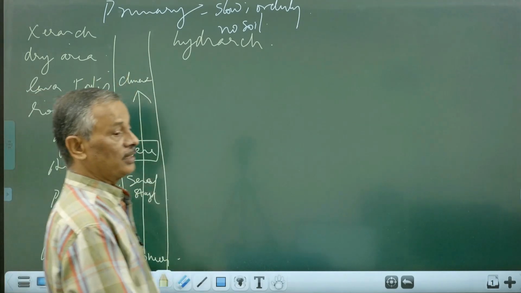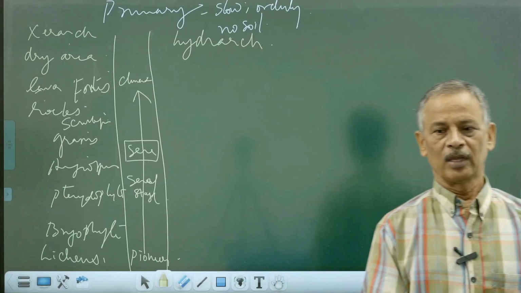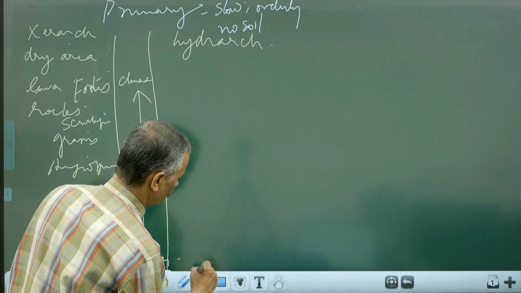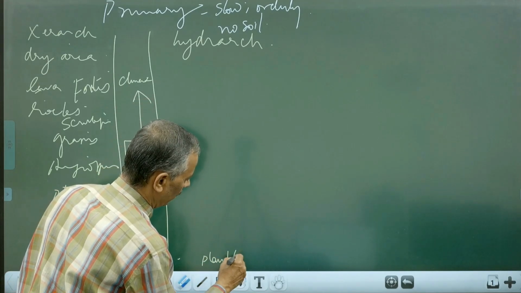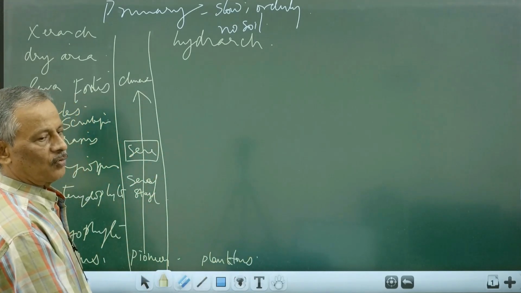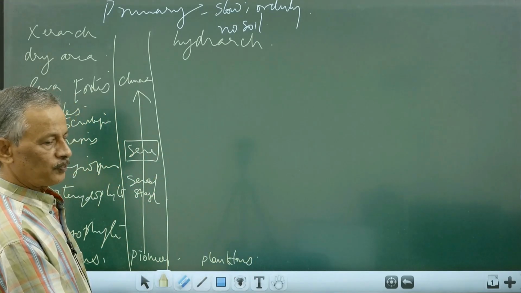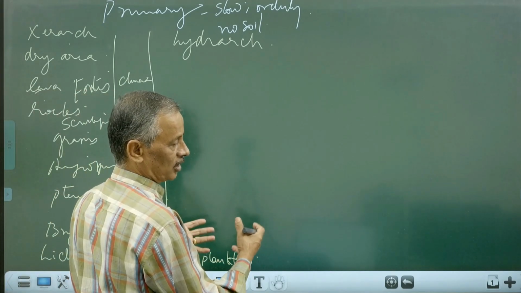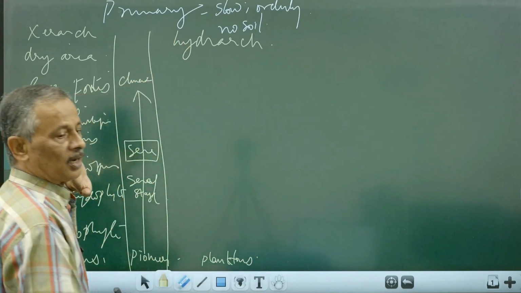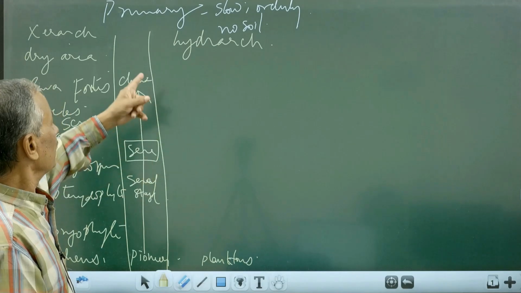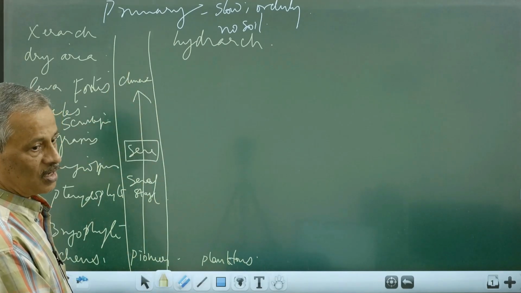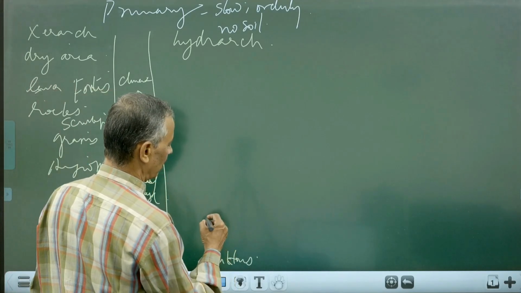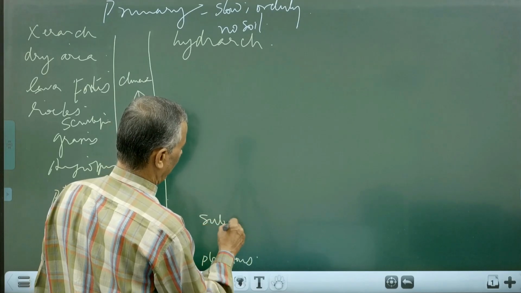If it is in hydrarch, that is in watery medium, first the pioneer communities will be the planktons, very small microscopic organisms which are all lying on the surface, floating planktons. Then after hundreds of years, these planktons will be, see, it may be in a newly formed lake or a reservoir that hydrarch is occurring. There was no life earlier. So it is very deep, and these planktons will be paving their way for submerged plants.